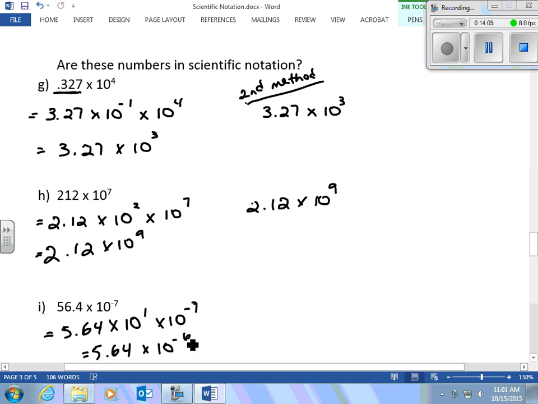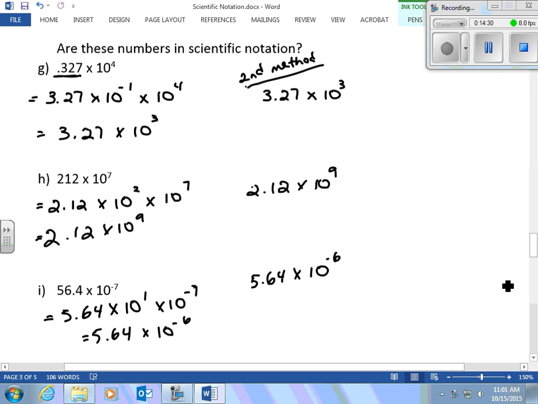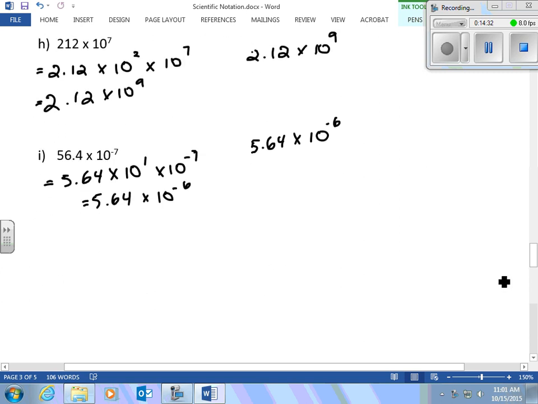And again, using our second method, 56.4, I need to make it smaller by 1 power of 10. So that means I have to raise the exponent on the second part by 1, so it goes up to negative 6. Use whichever of these methods makes the most sense to you and that you can consistently use correctly. It doesn't matter which one of them you use.